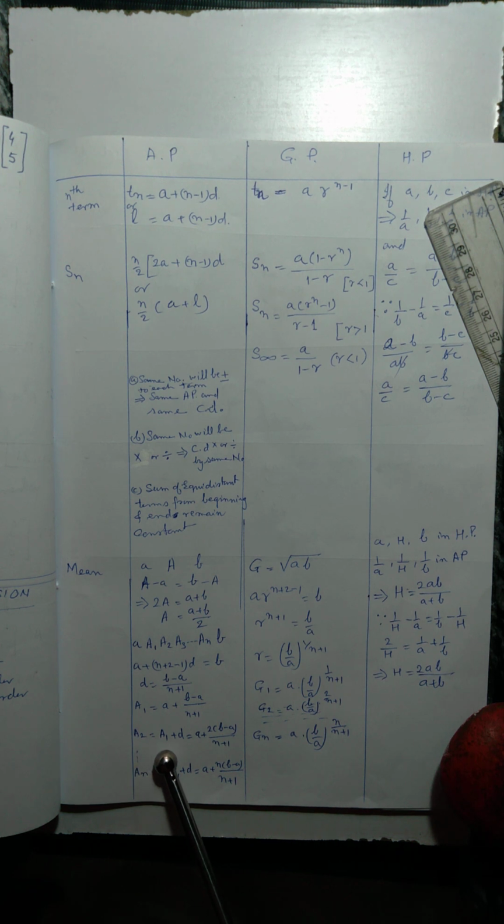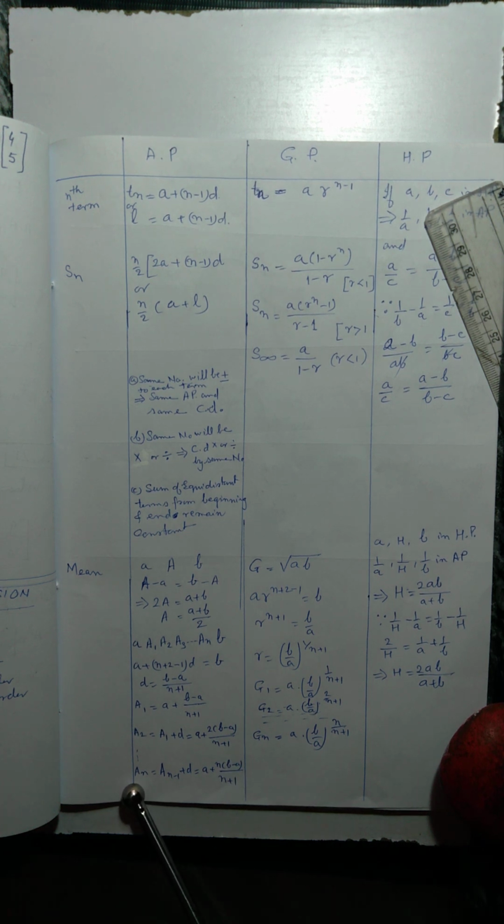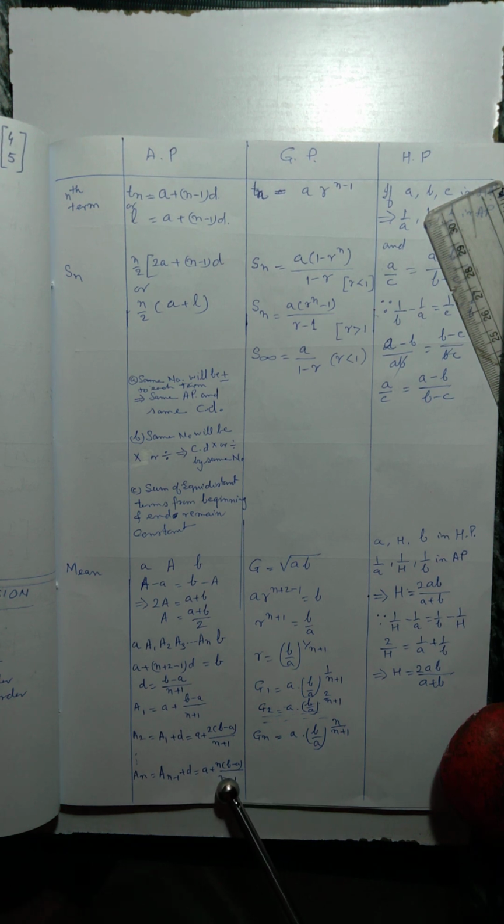A2 is A1 plus d, that is a plus 2 into (b minus a) upon (n plus 1). Similarly, An, the nth arithmetic mean, will be given by An minus 1 plus d. That will be equal to a plus n into (b minus a) upon (n plus 1).